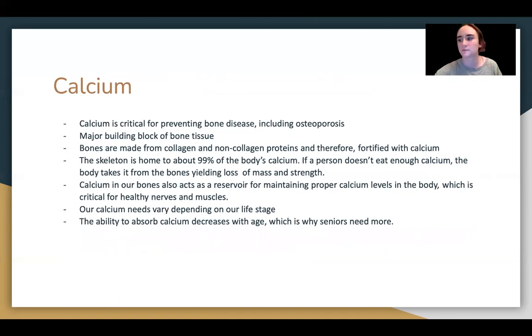So calcium. Calcium is critical for preventing bone disease, including osteoporosis. It is a major building block of bone tissue. Bones are made from collagen and non-collagen proteins and therefore are fortified with calcium. The skeleton is home to about 99% of the body's calcium. If a person doesn't eat enough calcium, the body takes it from the bones, yielding loss of mass and strength. Calcium in our bones also acts as a reservoir for maintaining proper calcium levels in the body, which is critical for healthy nerves and muscles.